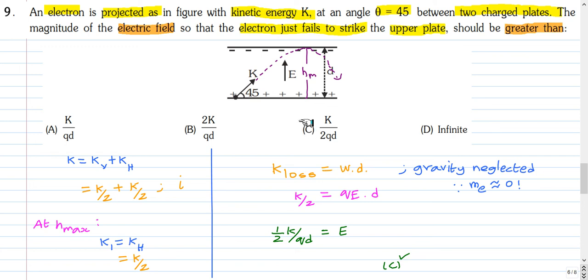Since the electron is negatively charged, the force on the electron will be in the downward direction, towards the positive plate, and the work done is force times distance. The force is qE, a constant force, and the distance it travels is the distance between the plates, that is d. So from this we get the electric field as half K by qd. So the answer is option C.